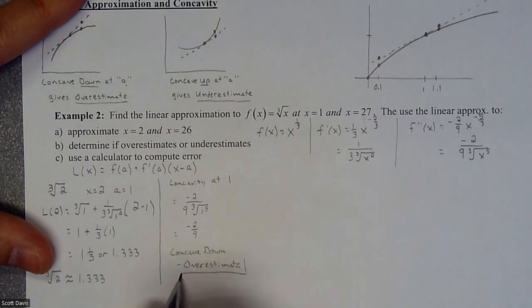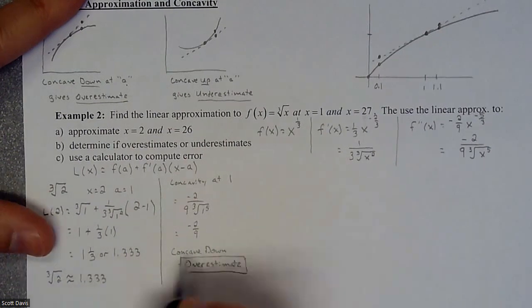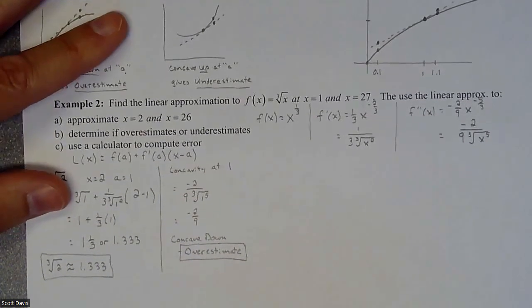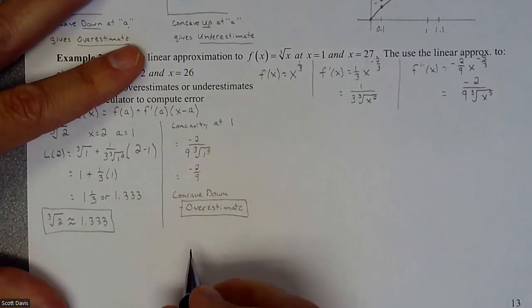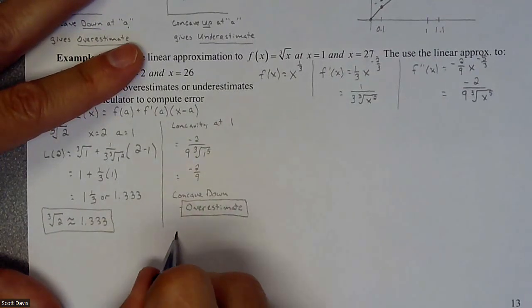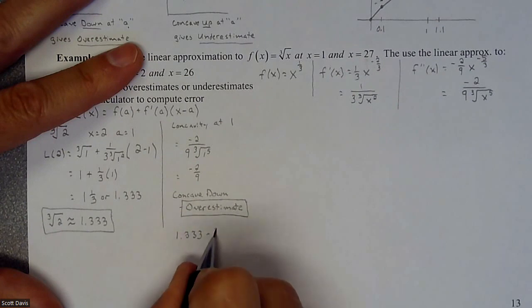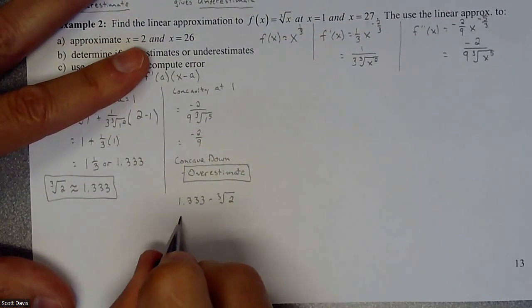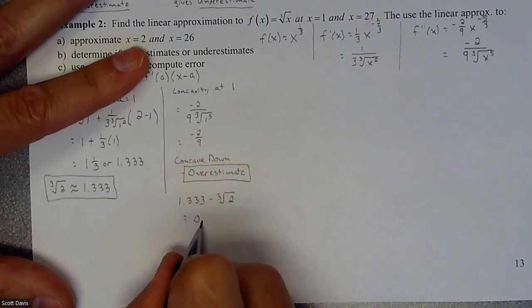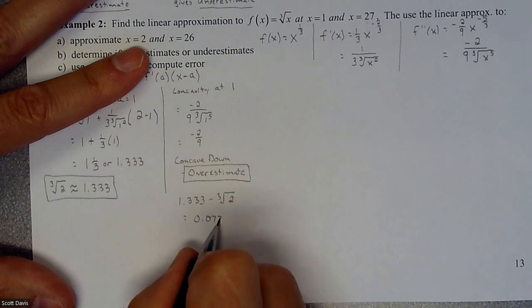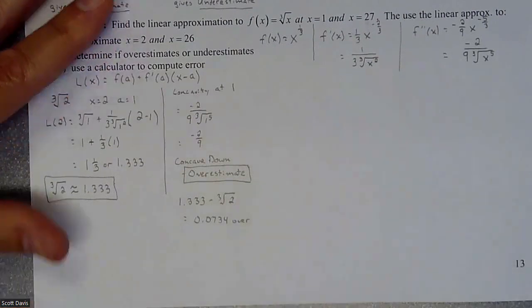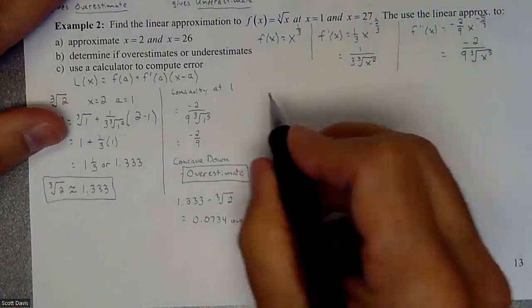Right? And then our last bit of this is, how does it compare? So the real value is, if we take 1.333 minus the actual cube root of 2, if we plug that into a calculator, we would get roughly 0.0734. That's how far over we are. Right, so close-ish.